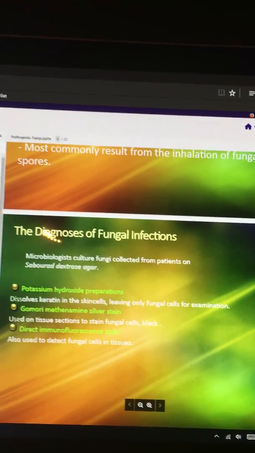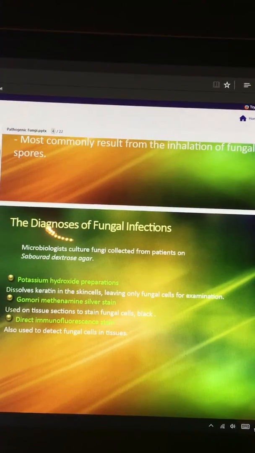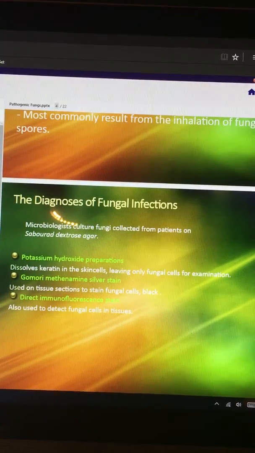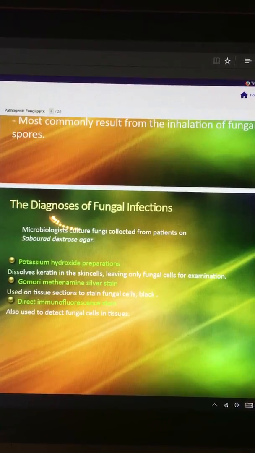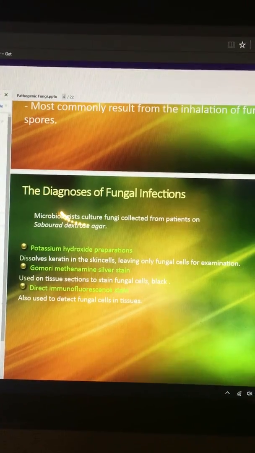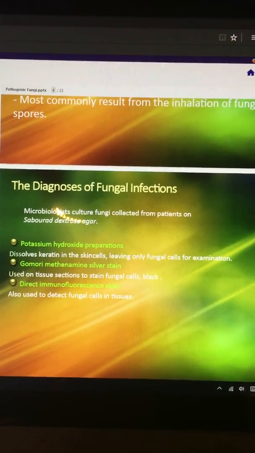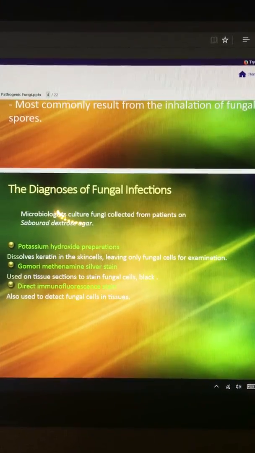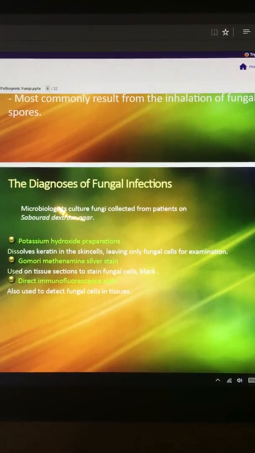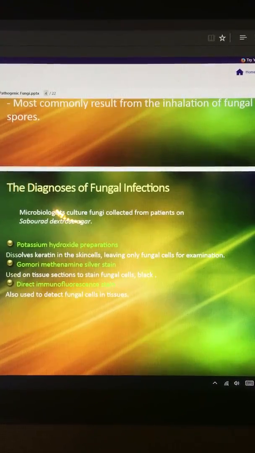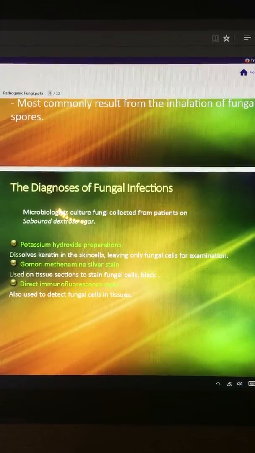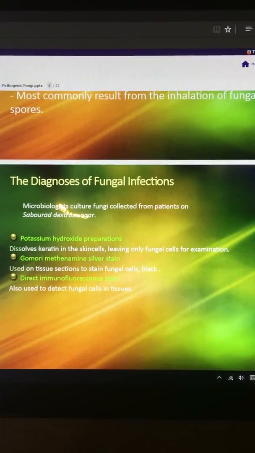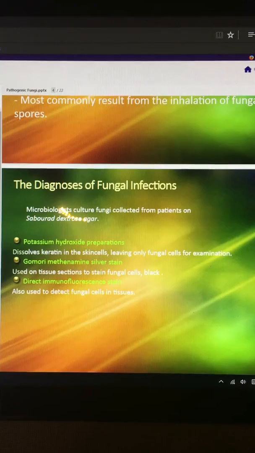There are different ways that you can diagnose a fungal infection. Microbiologists culture fungi collected from patients on Sabouraud dextrose agar, and they do it in 3 different ways. There's the potassium hydroxide preparation, where they dissolve the keratin in the skin cells, leaving only fungal cells for examination. There's the Gomori methenamine silver stain, which is used on tissue sections to stain fungal cells, and it turns them black. And then there are direct immunofluorescence stains, which are also used to detect fungal cells in tissues.